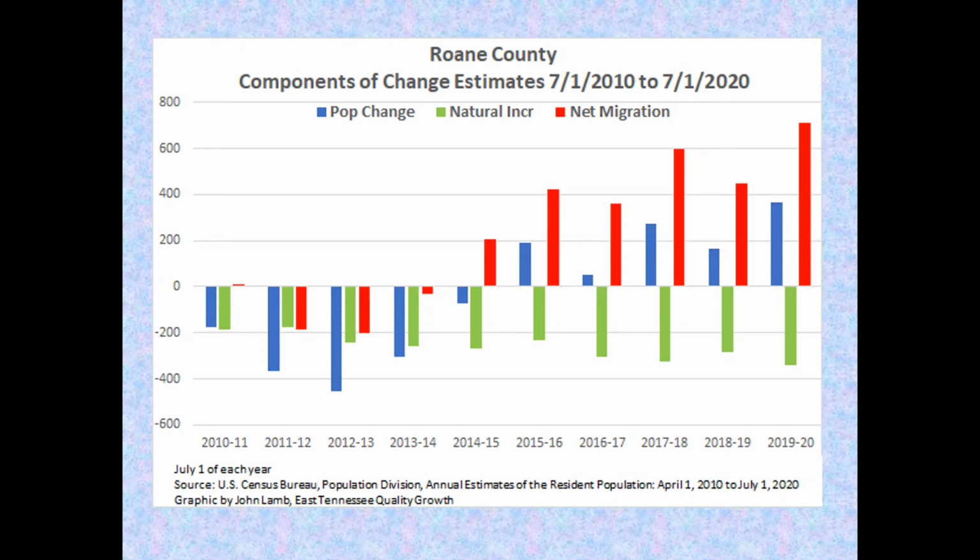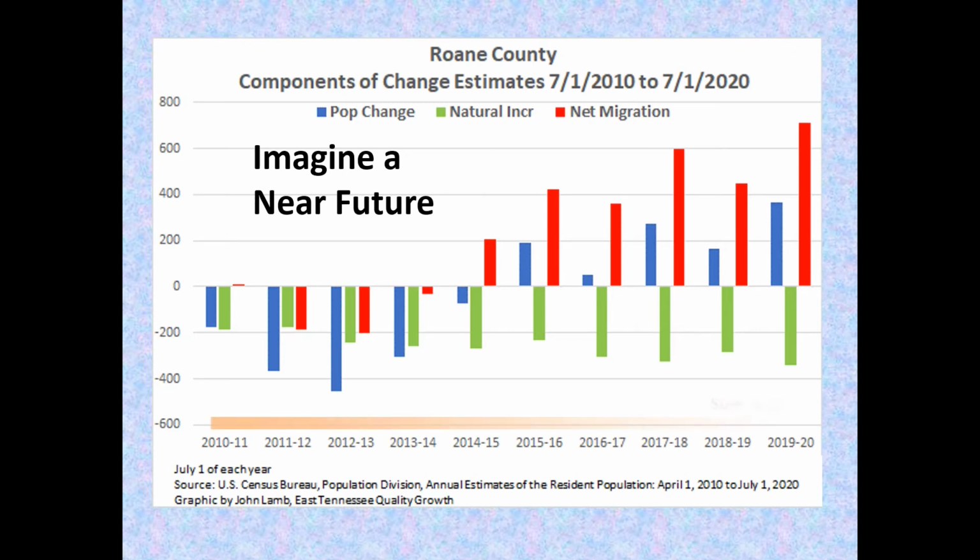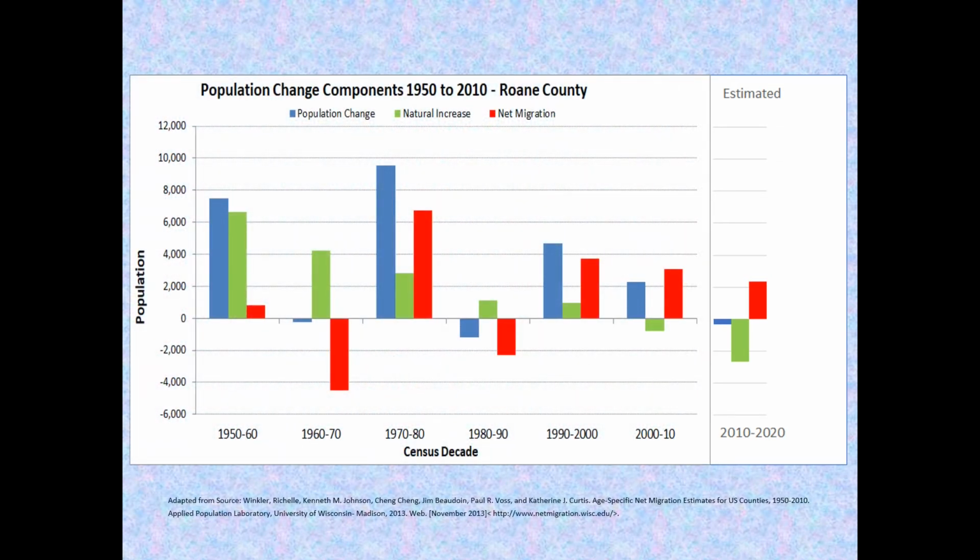Given that this is a 10-year sequence, we can begin to imagine a near future by summing components across the 10-year span and graphing the result as an estimated full decade from 2010 to 2020. We then can add our graph of past decade trends to allow recent and near future analysis. The trend of declining natural increase continues and goes more negative. Net migration also shows a trend of decrease. This results in decrease in population change to negative for the last decade.